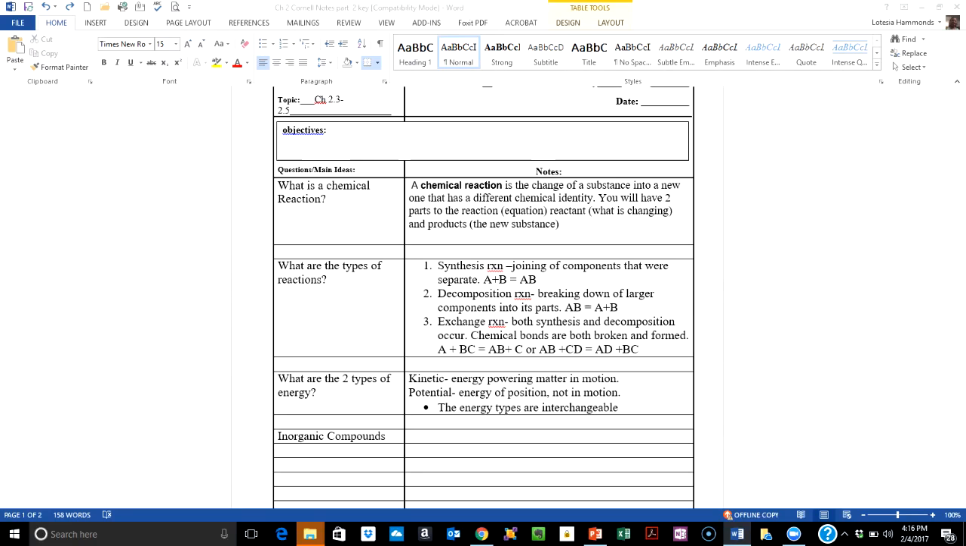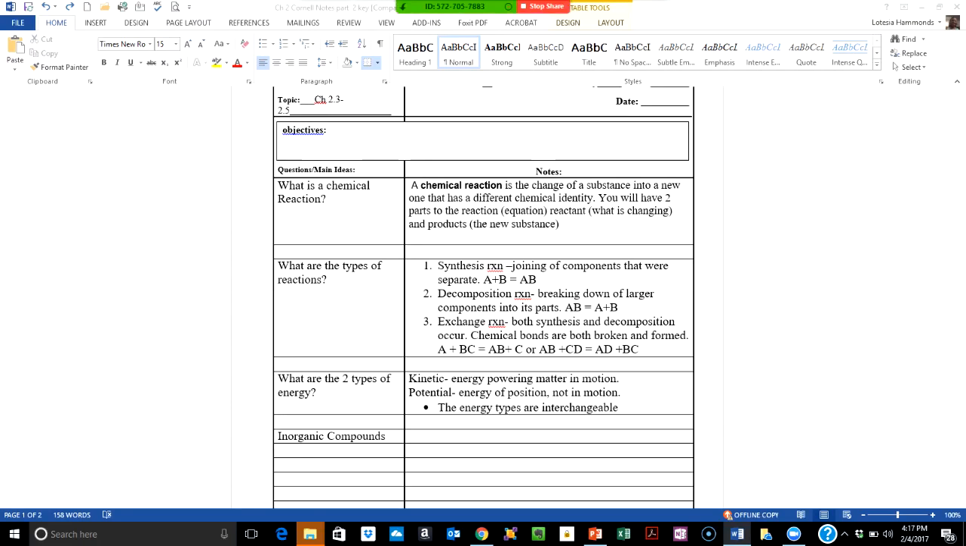The other example gives you two components that are being switched. I have AB + CD, which equals AD + BC. In this one, the B and the C were separated, and then the A and the D and the B and the C were put together. Basically, what I wanted you to see is that the letters switch places.